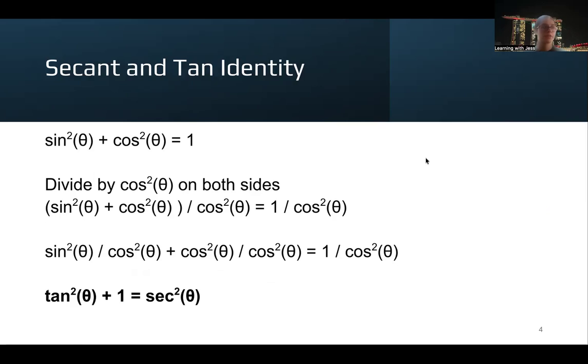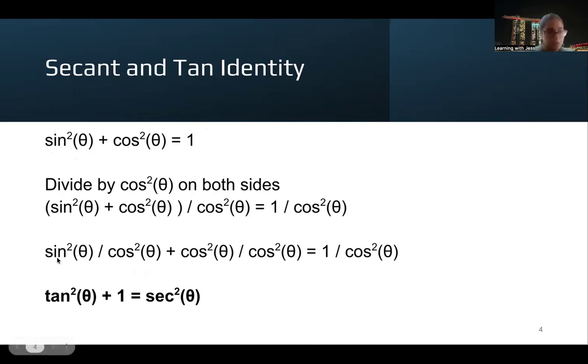This is our first identity. This is called the secant and tan identity. We have our equation here. Now, if you guys don't know what secant is, it's the reciprocal of cos. So that would be 1 over cos of theta. So in order to find our identity, we're going to divide everything by cos squared theta.